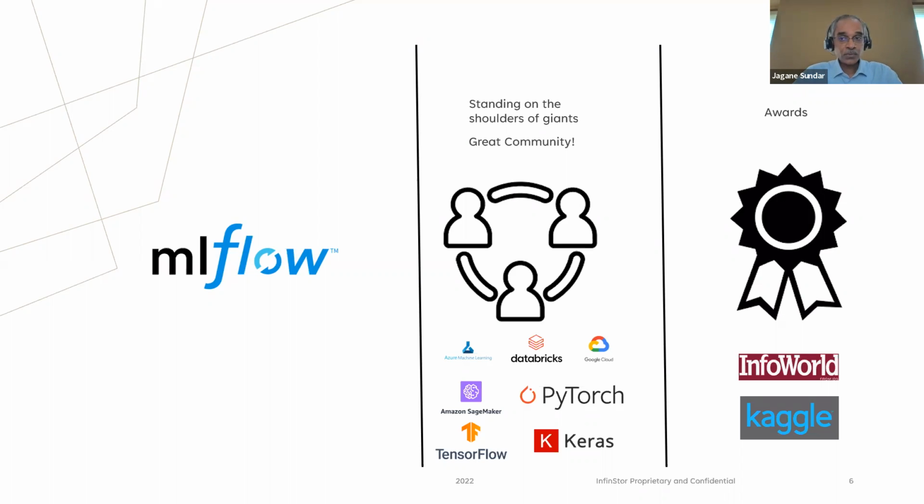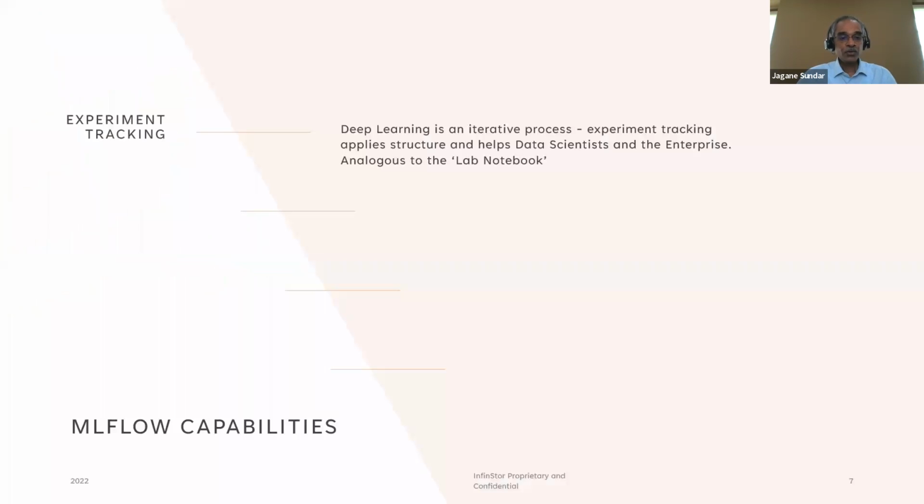The awards are, of course, out there. InfoWorld Bossy Award was awarded to MLflow, and the Kaggle survey resulted in MLflow being the second most popular tracking system, even though it's only 3 years old or so. So what are the capabilities that MLflow really excels at?